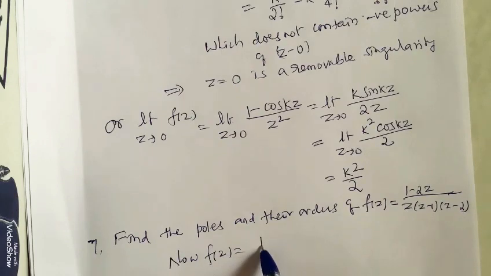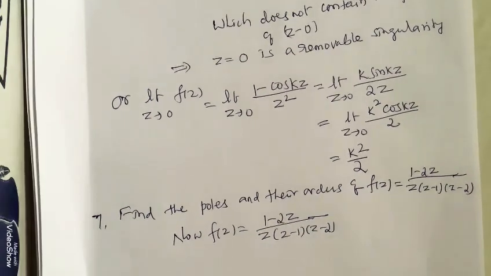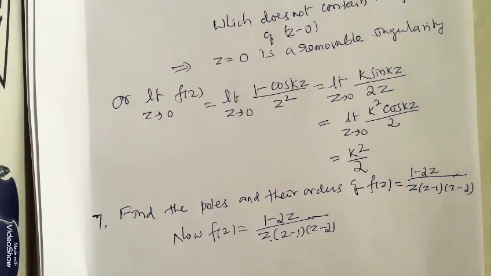Yes, now f z is 1 minus 2z divided by z into z minus 1 into z minus 2. Now, 1 minus 2z equal to 0 means it is a 0. z is 1 upon 2 is a 0 and a simple 0. And z is equal to 0, z is equal to 1, z is equal to 2 are simple poles because all of them are having the power 1 here.